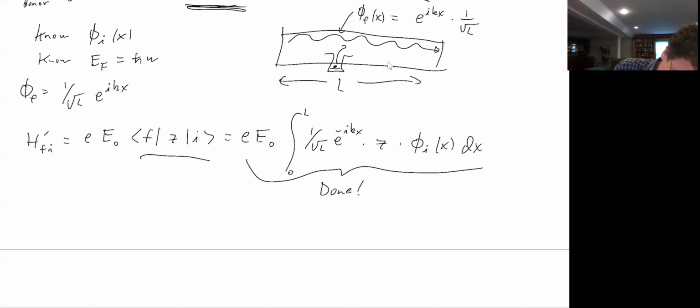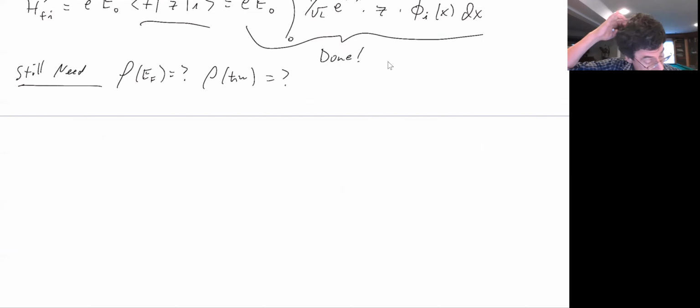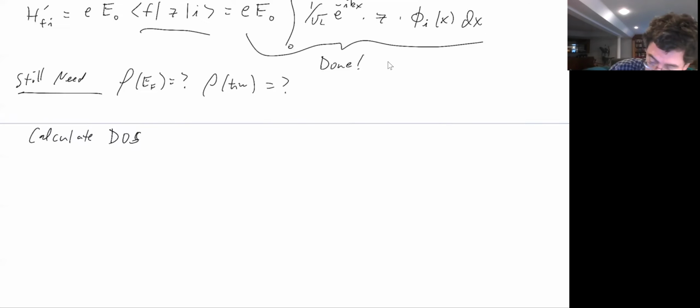But the thing we're still missing is the density of states, which is really at h bar omega. What's the density of states at h bar omega? That's a little bit tricky if you've never done density of states before, but I'm assuming that you all have. Maybe you haven't. But let's do it. So calculate density of states. In case you've never calculated it, this will look really weird to you, but if you have, it should just be review.